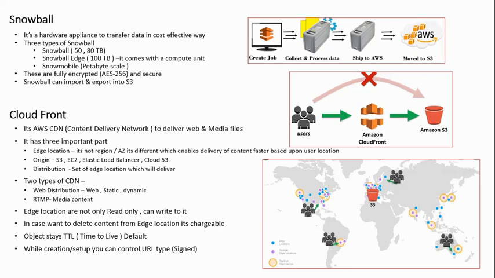CloudFront. Suppose I have multiple people across the globe accessing one bucket located in one region. When these groups try to access this bucket, they take a longer time, right? That's why CloudFront comes in, a content delivery network. As the name suggests, it helps deliver content with a faster timeline.